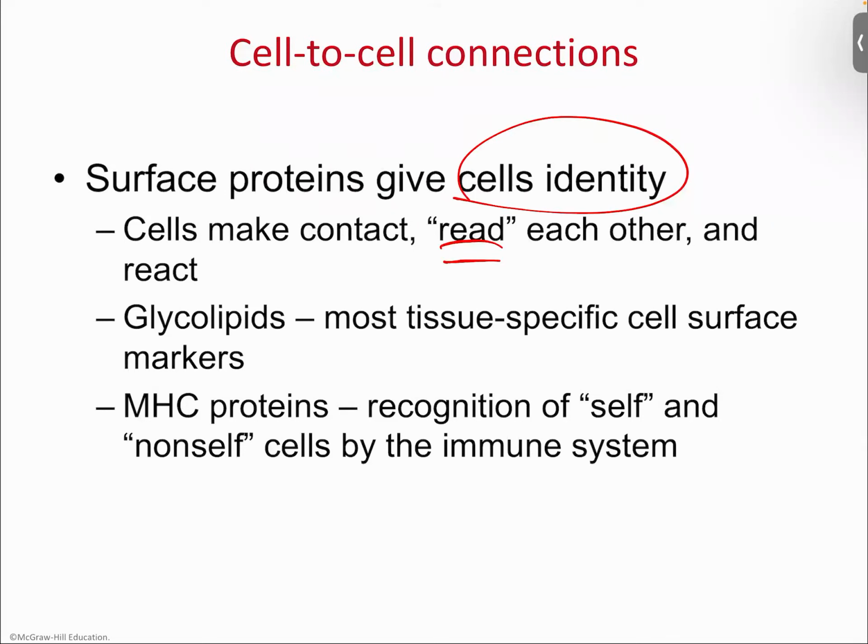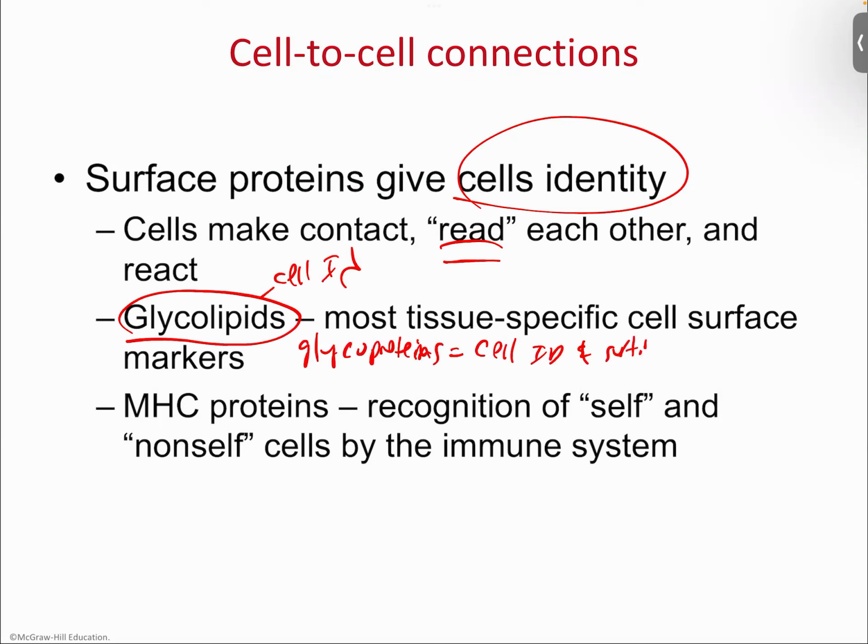And there's two major structures that will help you do that in the cell. First of all, glycolipids have a cell ID function, and also glycoproteins. We'll also do cell ID and sorting. So the reason why two liver cells know each other as two liver cells is because they've got a very specific glycoprotein and a glycolipid profile on their membrane that basically makes them look like a liver cell.